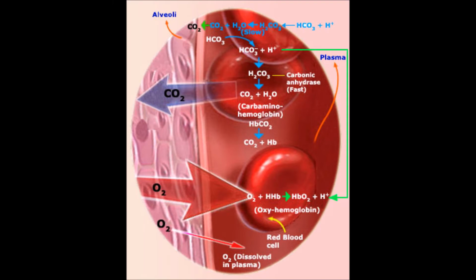We have receptors in the brain, and we have receptors in certain areas of the vascular system that are monitoring basically three things. They're monitoring oxygen levels, carbon dioxide levels, and associated with pH, measuring hydrogen levels.